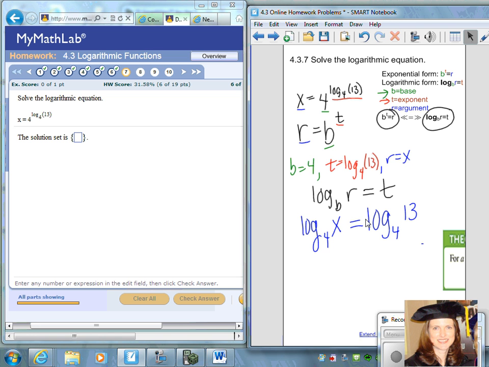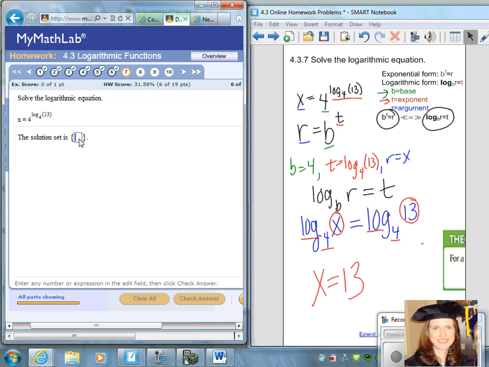The only things that are different about these sides of the equation is the x on the left and the 13 on the right. The log is the same, the base is the same, so the argument has to be the same. We can say x is equal to 13. It's actually the solution to this equation. X equals 13. Now this is a property of logarithms.